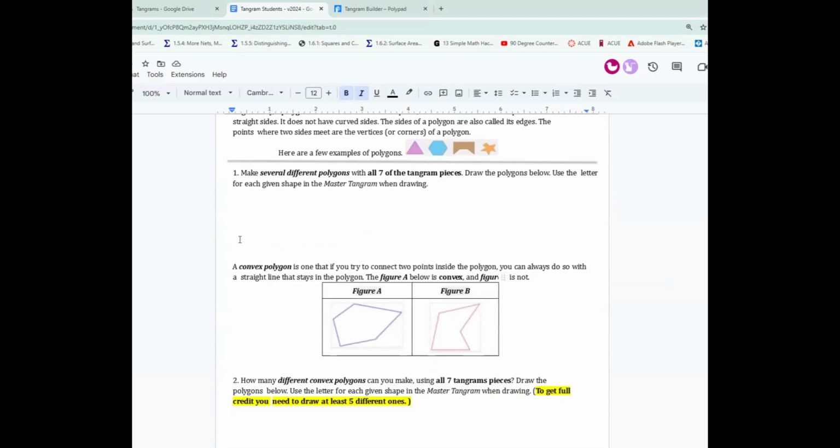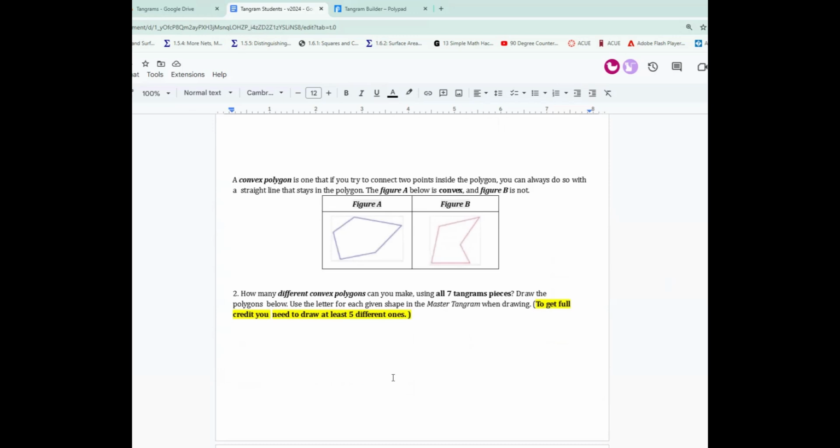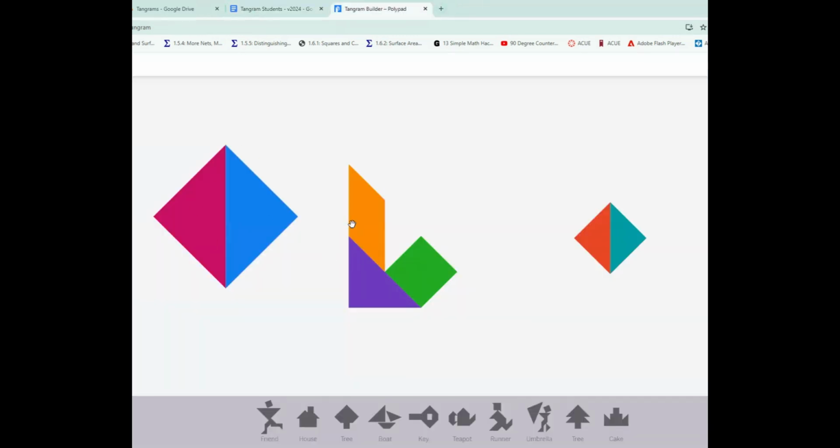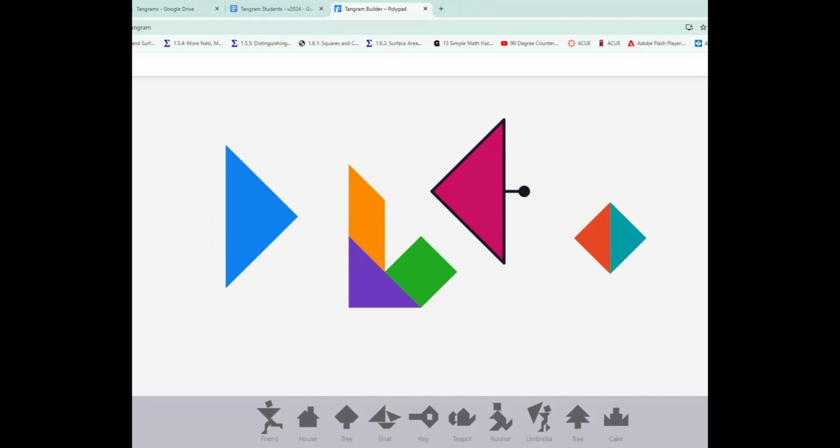The second one is the same thing. You need to have several, meaning at least 5. Okay, you need to have 5 polygons drawn. Do you want to use the same ones right here? You can. And you're using all 7 pieces, not just 2. All of the 7 pieces. All of these pictures right here are done with all 7 pieces.